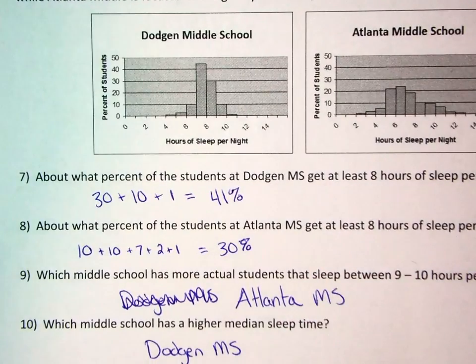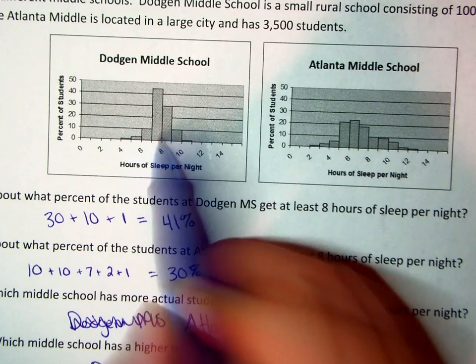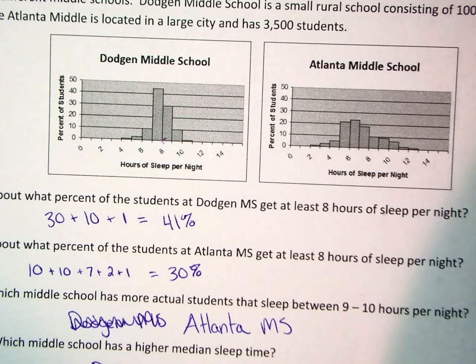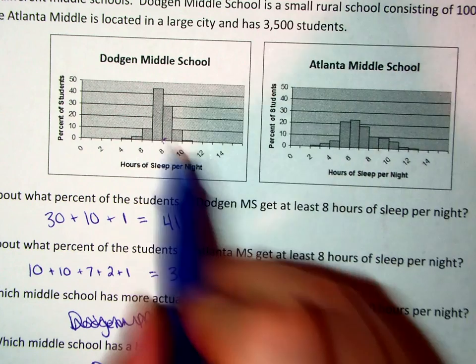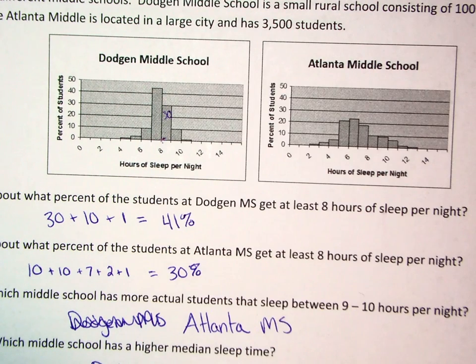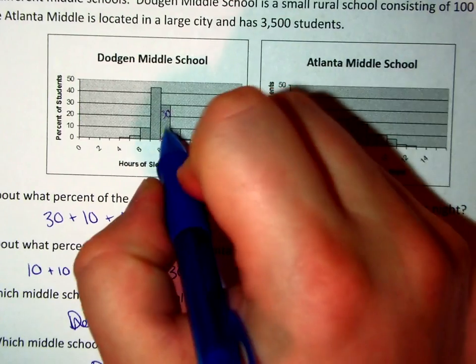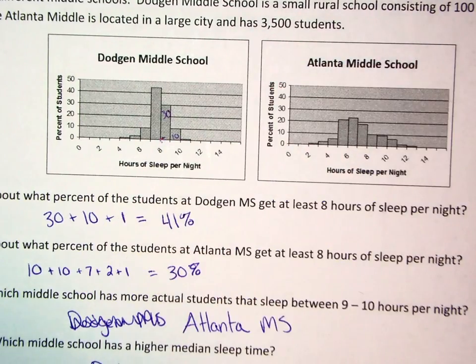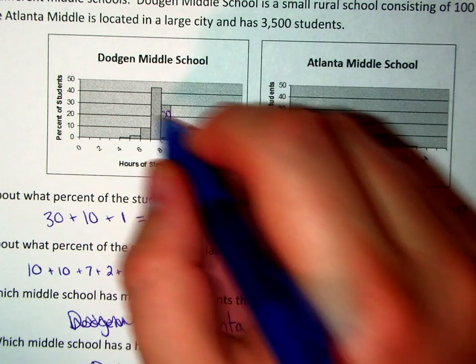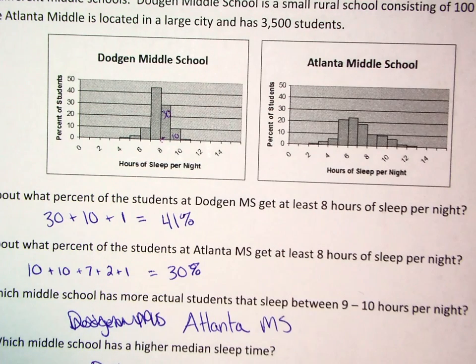Question 7 through 10. About what percent of students at Dodgen get at least 8 hours of sleep? So I would need to look from 8 hours moving up to greater than 8 hours of sleep. And I would know, first of all, between 8 and 9 hours of sleep, 30% of the students got that. 10% got between 9 and 10. And this appears to be 1% down here, something pretty low. I would have taken 2% if that's what you put. But 30, 10, and 1 would give me approximately 41%.